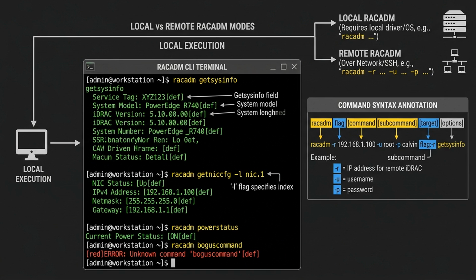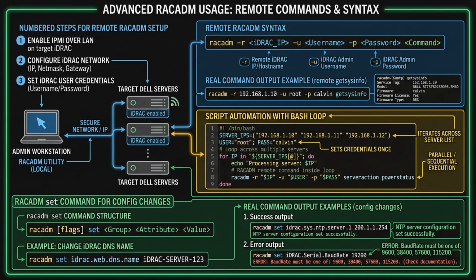The command racadm power down shuts down the server remotely. The command racadm reset restarts the iDRAC controller itself. All commands return structured output you can parse in scripts. RACADM is essential for any admin managing Dell servers at scale.